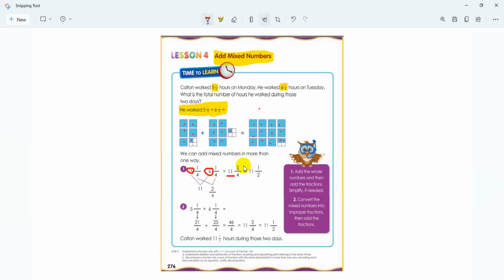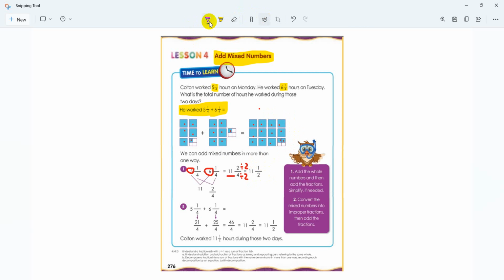You know that 2 quarters, we can simplify it into half. We can divide here by 2 and here by 2. 2 divided by 2 equals 1 up here, and 4 divided by 2 equals 2. So we have 11 and a half. Okay, that's the answer of this example.